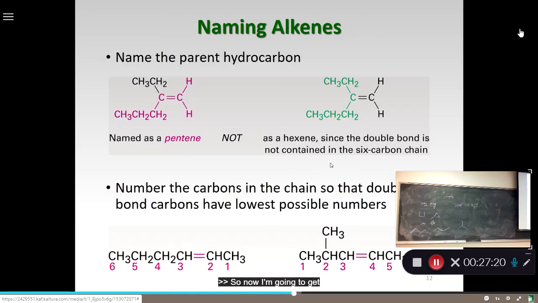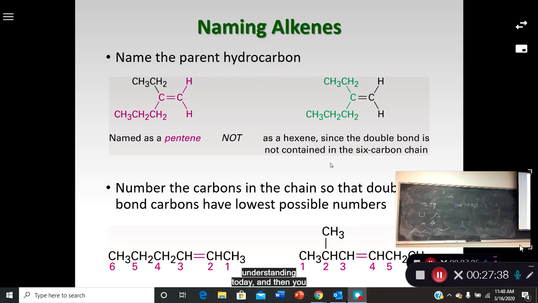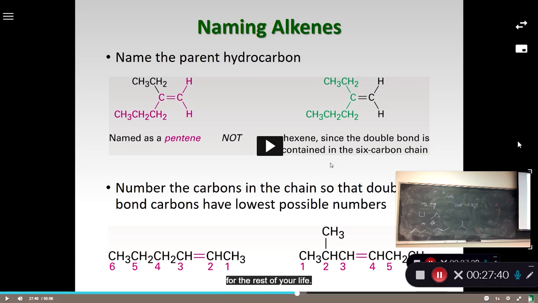Alright, so now I'm going to get into the more important part of today's lesson, which is nomenclature, naming alkenes. This is something that you can learn today and understand today, and then you don't have to worry about it for the rest of your life. Why? Because if you learn how to name alkenes, the theories that you are going to learn today will be applicable to most of the other organic compounds. Are you guys ready? Alright, let's do this.